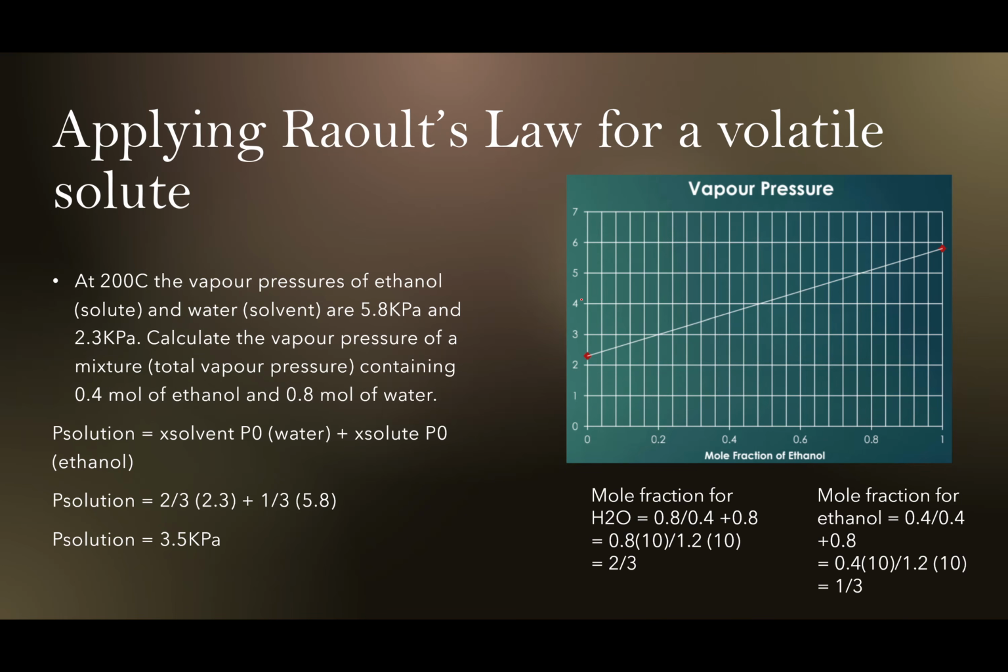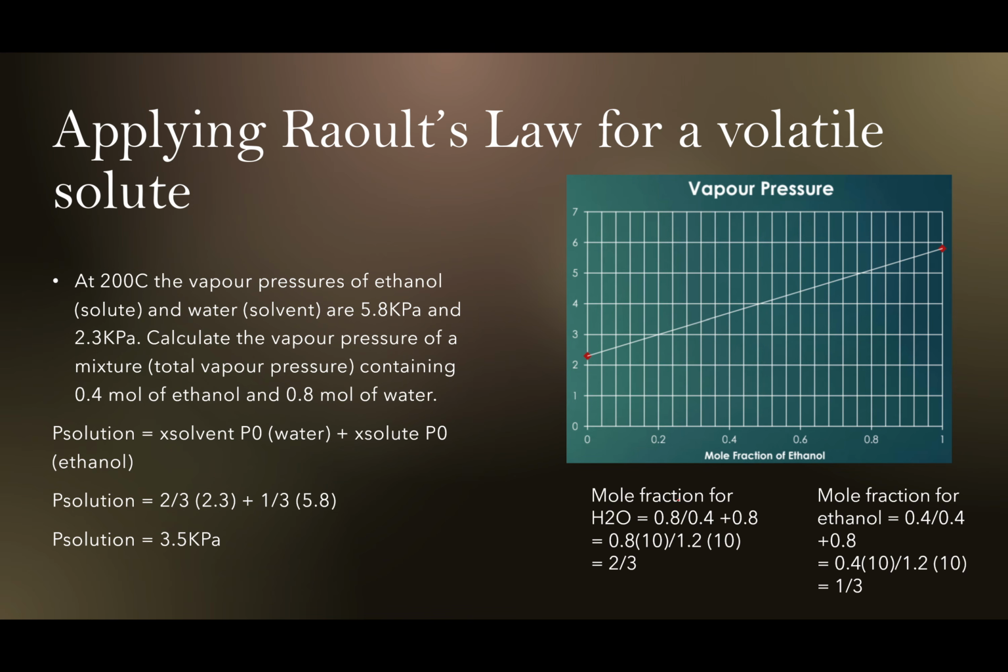The vapor pressure of the solution, or the partial pressure rather, is going to be equal to the mole fraction of the solvent times the vapor pressure of water, plus the mole fraction of the solute times the vapor pressure of ethanol. Why are they different like that? Because ethanol is a solute and water is a solvent.